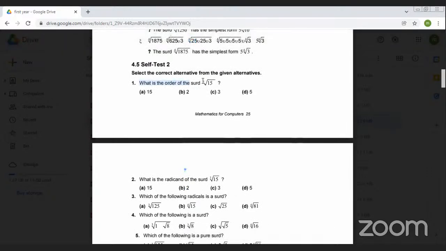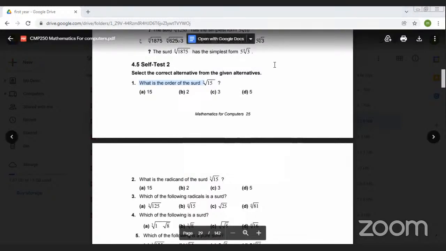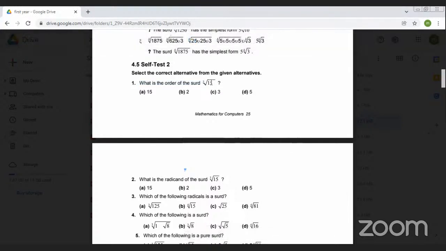Now tell me, what is the order of this surd? Can anyone tell me? Yes, Abhilasha. So the order of the surd will be 3.